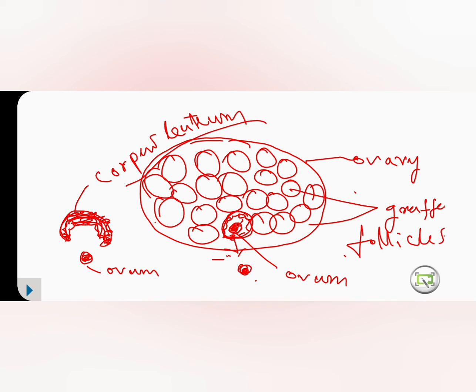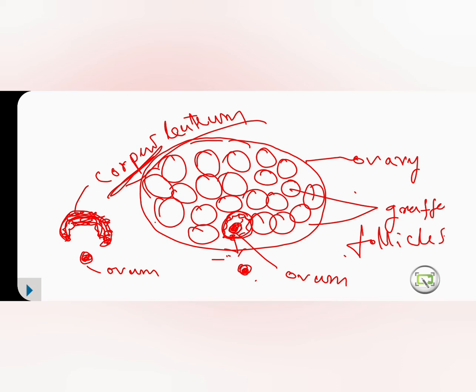Corpus luteum. This corpus luteum is very important in the production of hormones. The female reproductive system produces two hormones. One is estrogen and the other one is progesterone. The two hormones are produced from this corpus luteum only. So this corpus luteum also plays an important role in the organization of the reproductive system, especially in the regulation of the menstrual cycle and the development of the reproductive system. Okay. This is the ovary, and these are the Graafian follicles from which ova are produced.